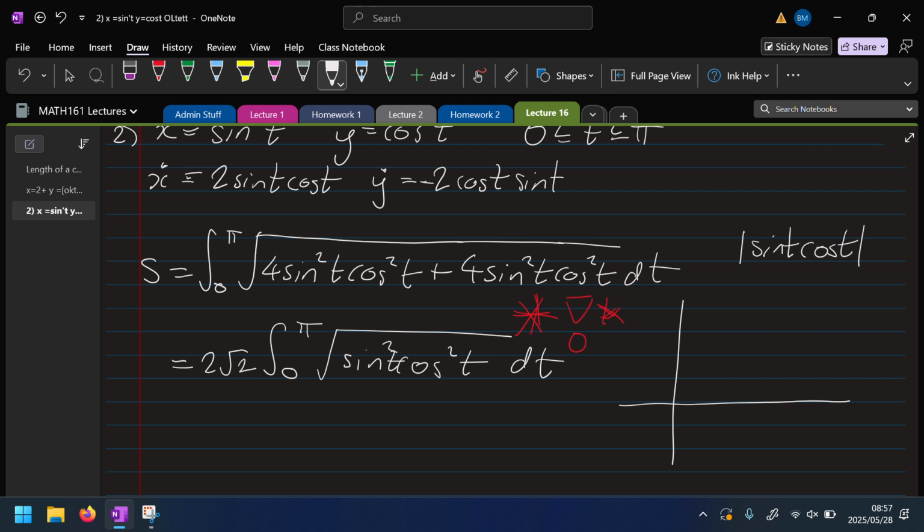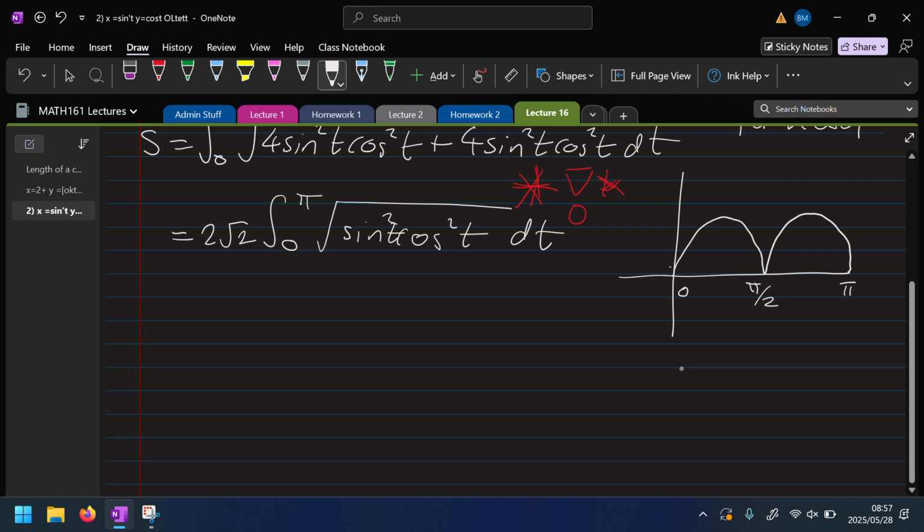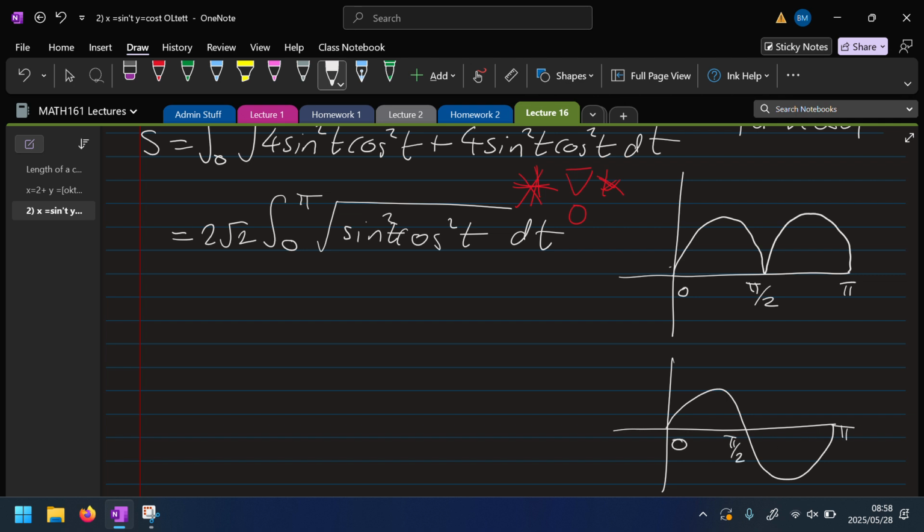Okay. If we just do a little sketch of that, it's going to look something like this. Right, because the absolute value makes it always positive. So here we have 0, here we have pi over 2, here we have pi. So the absolute value of this is always positive, so it looks something like that. If we didn't put the absolute value, then it's going to look something like this. So it'll just be like your normal sine. So it will be something like this. 0, pi over 2, pi.